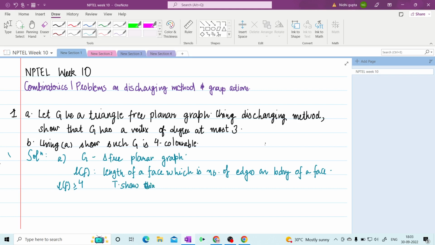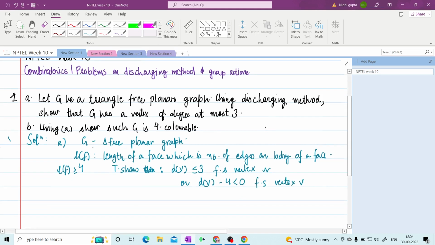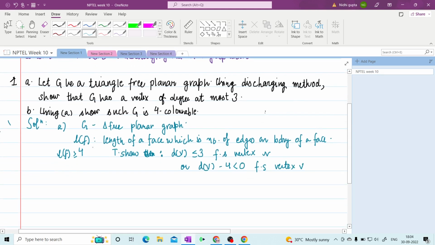that the degree of some vertex is less than or equal to 3, which is equivalent to saying that the degree of the vertex minus 4 is less than 0 for some vertex V. So now we have to use the discharging method to show this result.